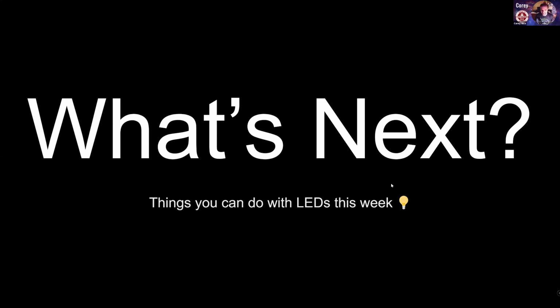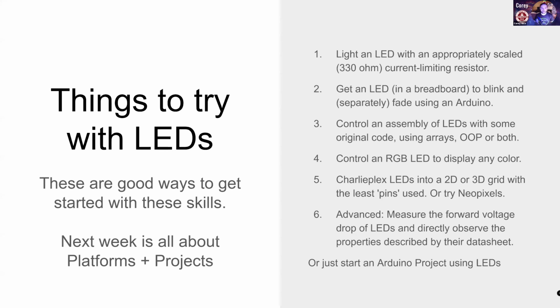Here are the things that I think would be useful to try for LEDs this week if you didn't want to just full on jump into an Arduino project, which is where we're going next week. These are the ways that I'd say you should get started. First off, light an LED with a 330 ohm resistor, just power to ground with the LED in the middle. Make sure that you've got the sanity check for that. Next up, use an LED in a breadboard. Get it to blink, get it to fade, do all those sorts of things with the LED and the resistor. Make sure that you've got those things, and those have example sketches for you to use.